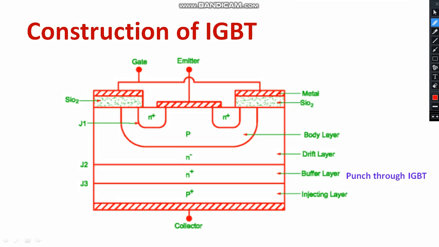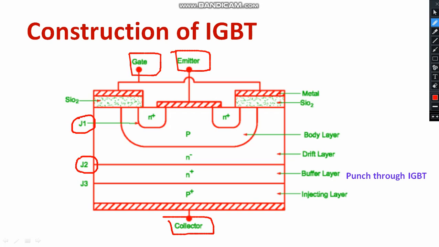When it comes to the structure of IGBT, we have three terminals: the gate terminal, the collector terminal, and the emitter terminal. Next I would like to show you the major junctions. We can see J1, junction 1, junction 2 and junction 3. The body layer is associated with junction 1, and the injecting layer is associated with junction 3. The injecting layer is also known as P plus layer, the body layer is known as P layer, and the N minus layer is known as drift layer.